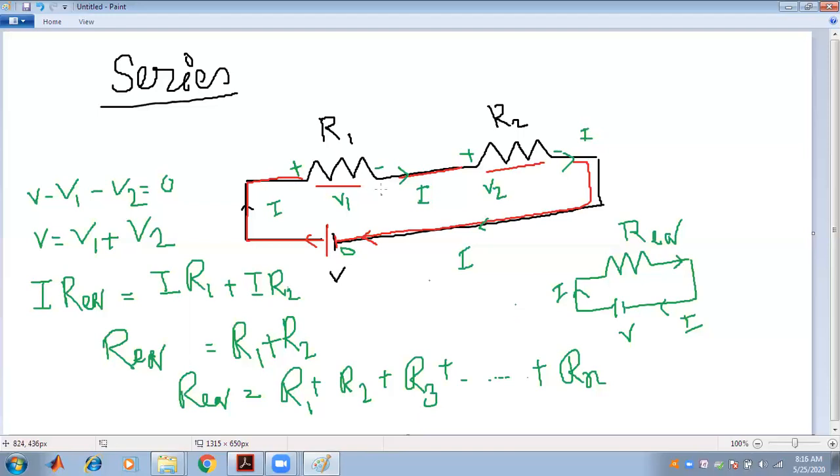Here it is minus V1, here it is minus V2. Starting with plus V, it is minus V1, minus V2, and it has come back to the ground condition, equal to zero. This is the concept of series connection. When n number of resistances are connected in series, the summation of all the resistances is the equivalent resistance of the series connection.